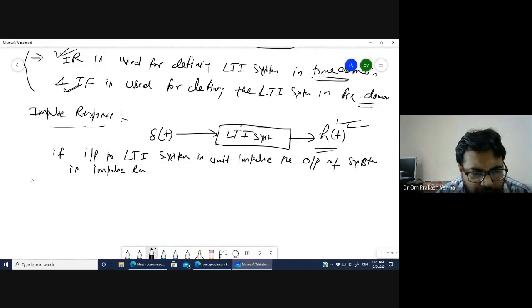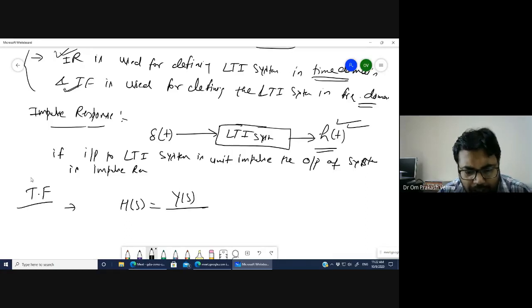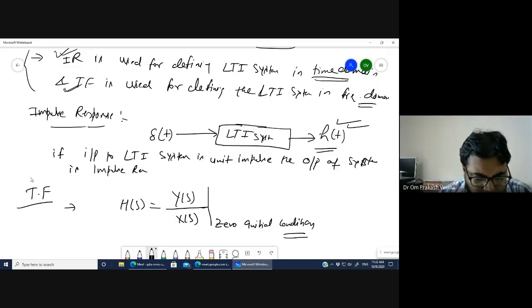Now what is the transfer function? What do you understand by transfer function? Anyone? Ratio of the transform of output upon input at zero initial condition. H(s) is equal to Y(s) upon X(s), when putting all the initial conditions zero, Y(s) upon X(s). Okay, so this is the problem.